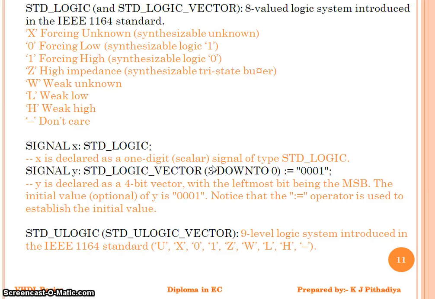Now the next is a little bit of an extension of std_logic, that is std_ulogic, which can also be considered as a vector, std_ulogic_vector, which is nothing but a 9-level logic system. One extra logic value has been added, capital U, which is used for unresolved. So the IEEE 1164 standard also defines std_ulogic having a 9-level logic system.